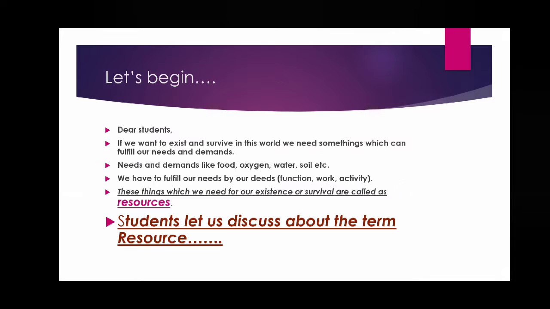So let's begin. Dear students, if we want to exist and survive in this world, we need some things which can fulfill our needs and demands. If we want to exist and survive here, we need things like food, oxygen, water, soil. These things are required to survive, and these are called what? Needs. So we have to fulfill our needs.